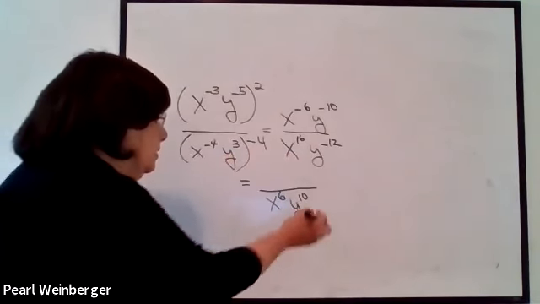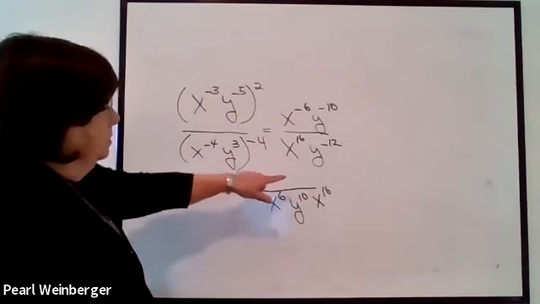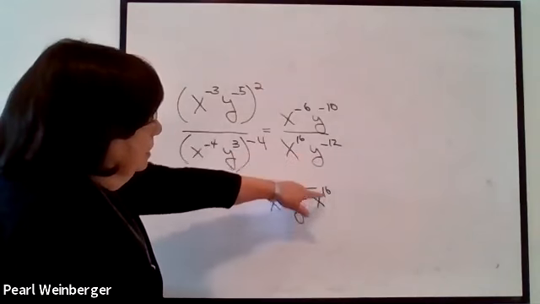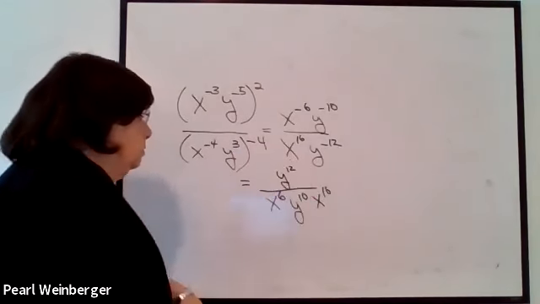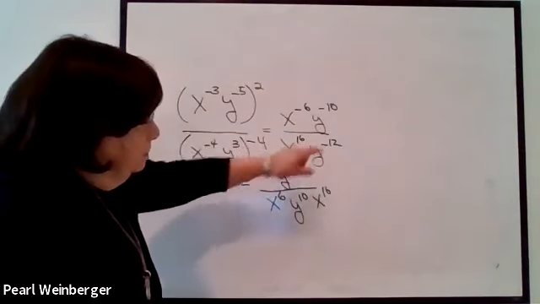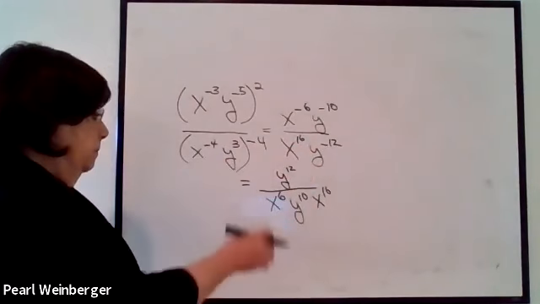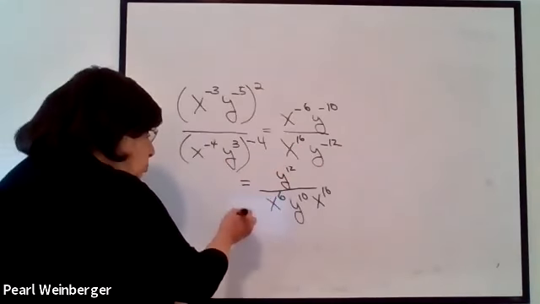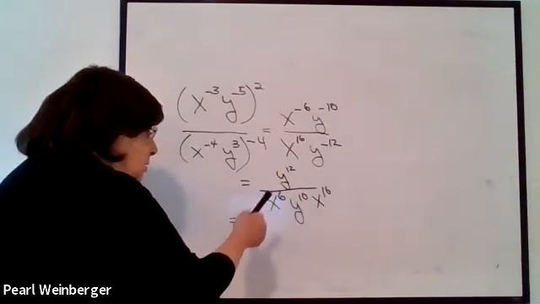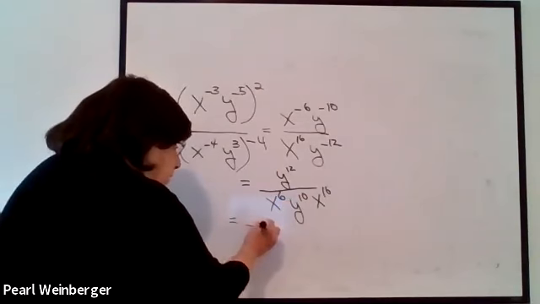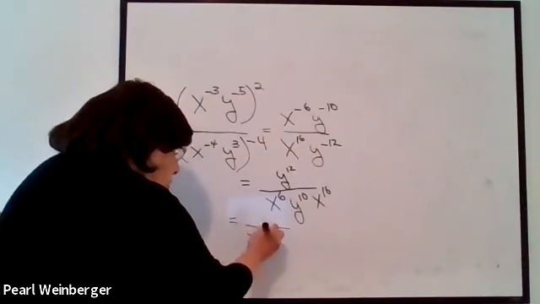X to the 16th is going to stay in the denominator because it's got a positive exponent. But y to the -12 is going to have to go to the numerator because its exponent is negative. So now all my exponents are positive. I'm going to combine the x to the 6 and the x to the 16, and that'll give me on my denominator an x to the 22.